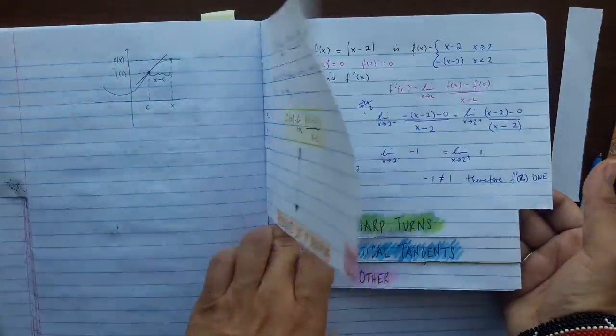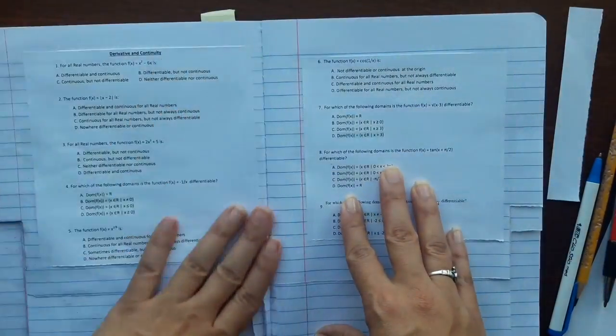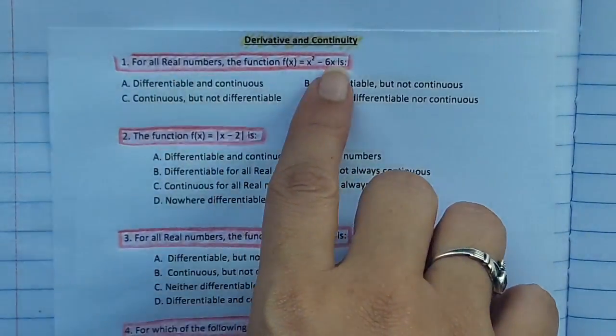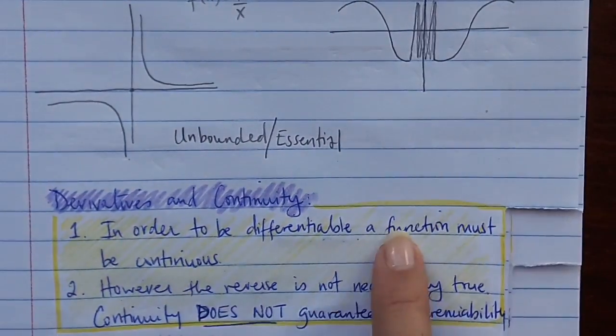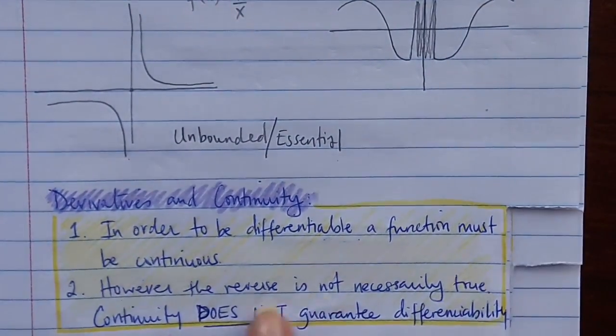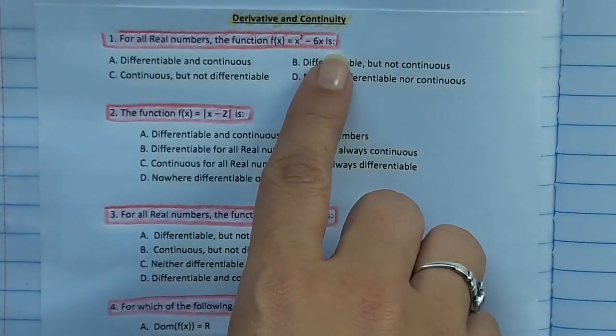Alright, so this is what your book should look like. So you see other, you can't see anything underneath that. For all real numbers, the function f of x, x squared minus 6x is blank blank blank. We need to understand two things from previous thing. In order to be differentiable, a function must be continuous, but just because it's continuous doesn't mean that it's differentiable. So we're going to take a look at this.